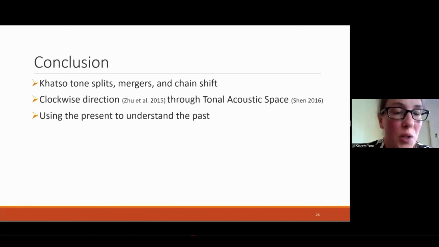So just as using the present to interpret the past worked well for doing research on vowel chain shifts, I also believe that this is the way forward for research in tone chain shift.